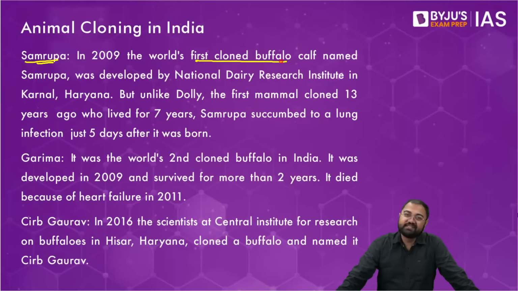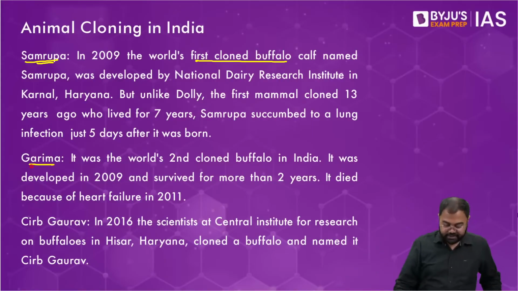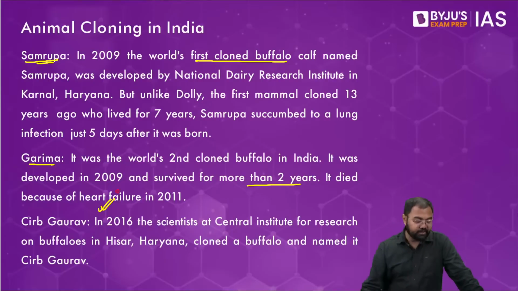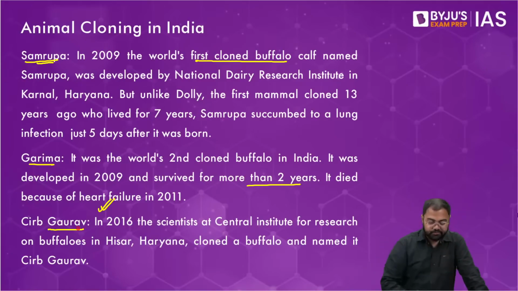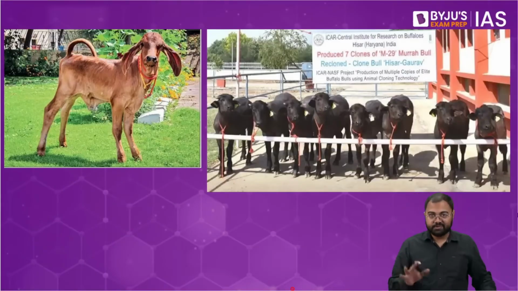But unfortunately, the calf did not live for very long. It was just 5 days after the birth of this calf that it succumbed to some kind of lung infection, and that's why it did not live for very long. Then the second case was of Garima, and this was again tried in the same year, but it also did not live for very long, lived for almost 2 years, and then because of heart failure, it also lost its life. And then after that, there was CIRB Gaurav in 2016. In this case, we see that CIRB Gaurav was able to survive for longer as compared to the first two cases, and there are other cloning cases also that have been carried out since.